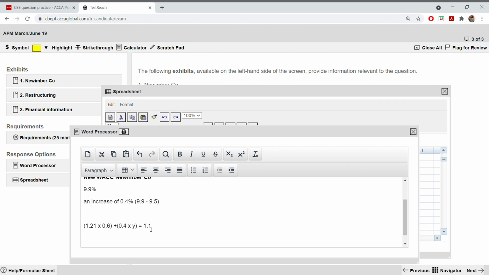Now, just make y the subject of the equation. That's it. Basically, you should know maths here. So this is like I'm teaching you maths now rather than ACCA. Okay, never mind. Maths is also a favorite subject of mine. So 1.21 into 0.6 is 0.726. Or what you can do is, okay, sorry, wait.